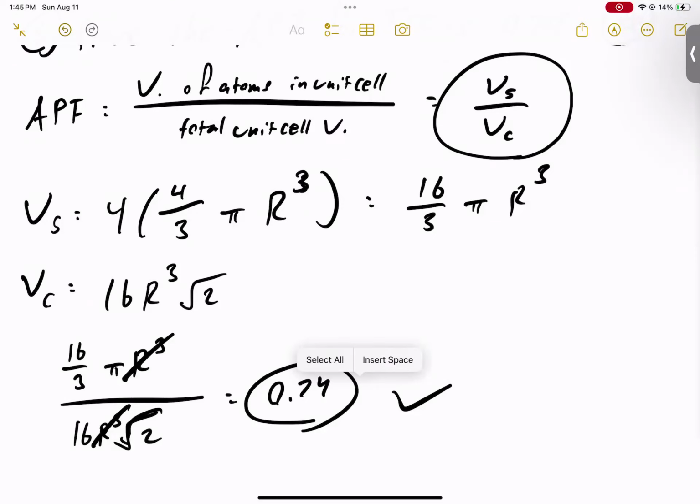If you have an atomic packing factor that's less than 0.74 for a certain element, that means you automatically know, oh, it has to be less than 0.74. Can't be anything more than that.